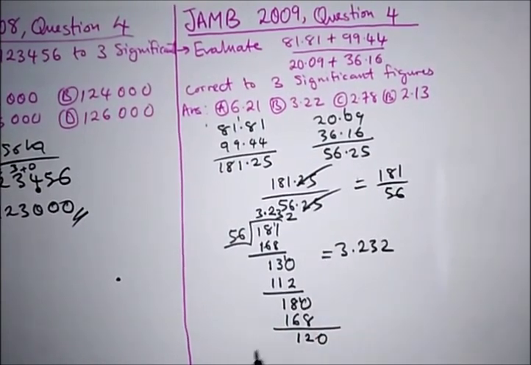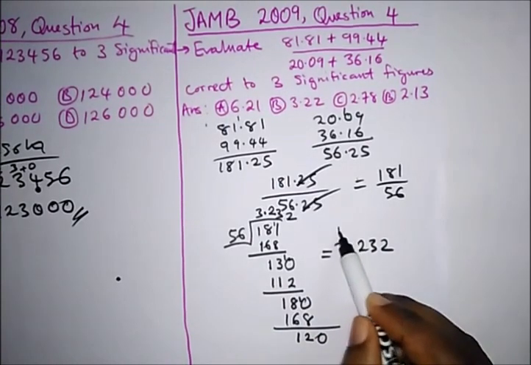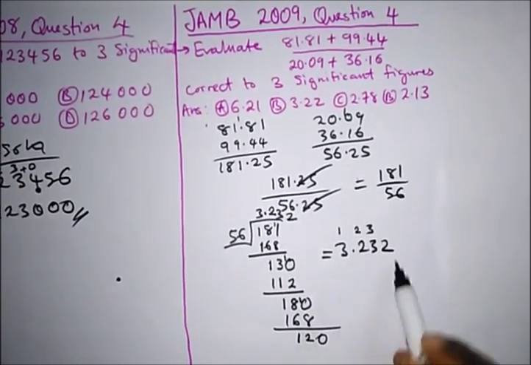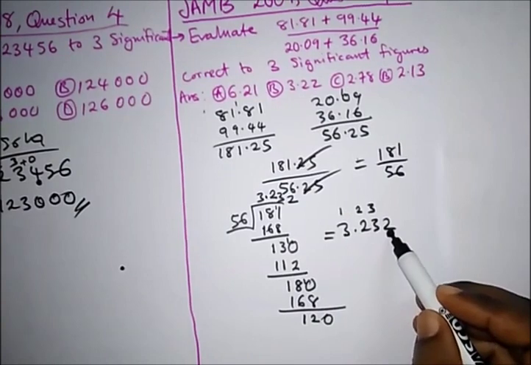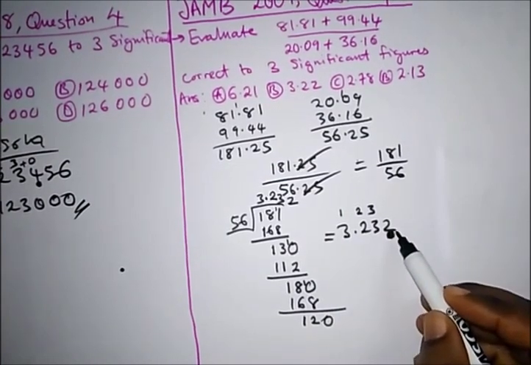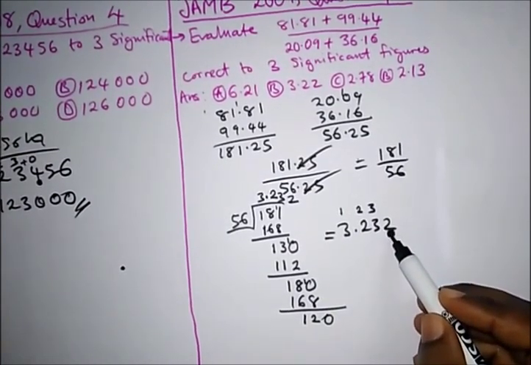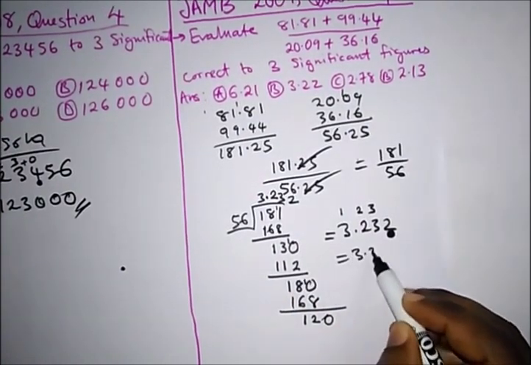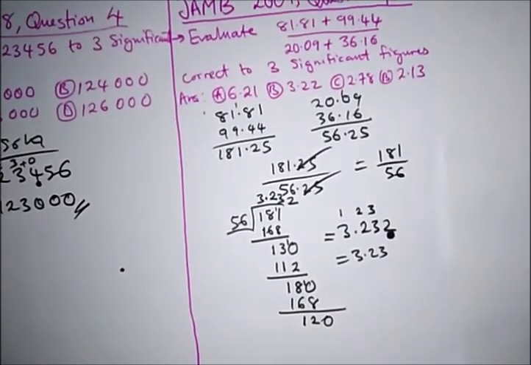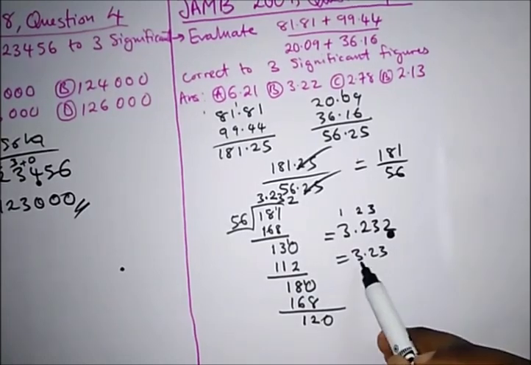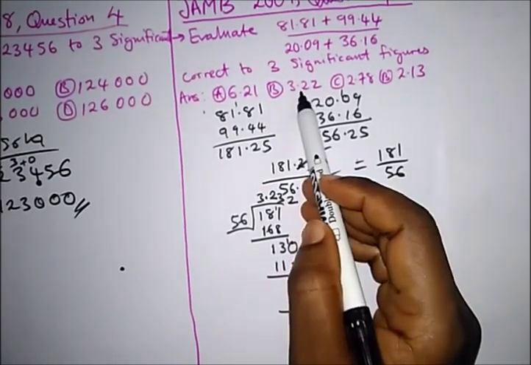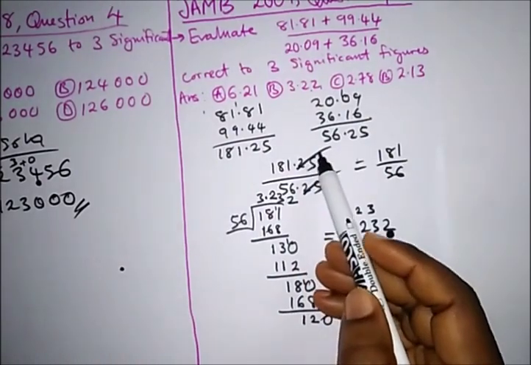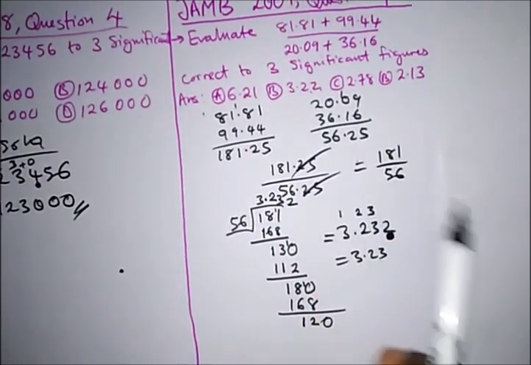Okay, so correcting to 3 significant figures, we count 1, 2, 3. What's our next number? Is it greater than or equal to 5? It is not greater than or equal to 5. So our answer would be 3.22. So from here you can see that our nearest answer here is 3.22.